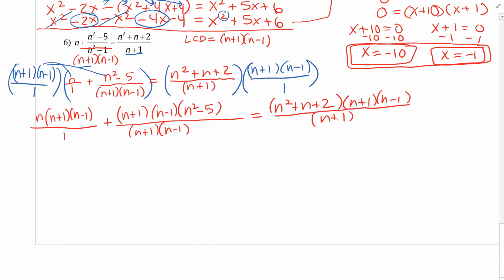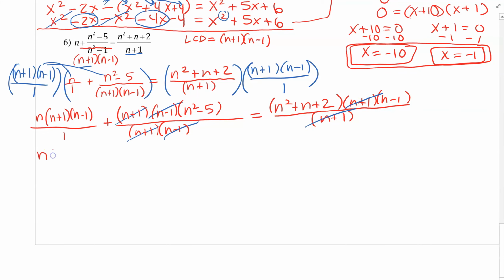Okay, this one looks crazy, but it's not so bad. You'll see, it's not so bad. Okay, so nothing cancels on the left, so that's kind of a bummer. But here, both things cancel from the denominator, so that's nice. And then one thing cancels on the right, so it's a little less crazy.